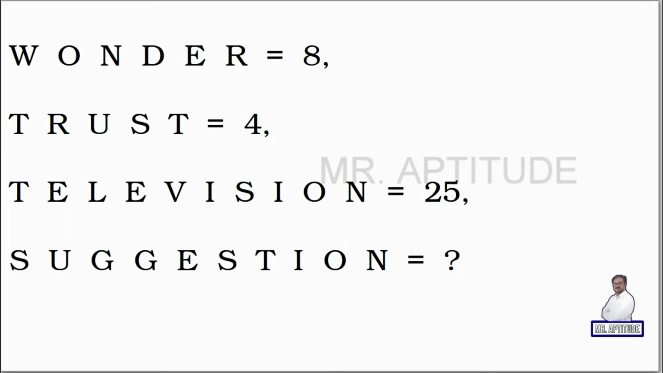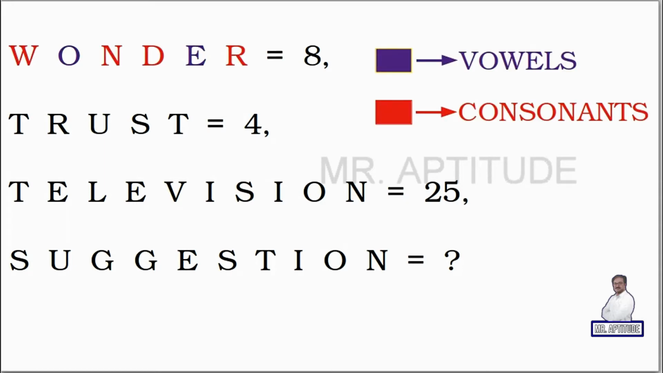Let us try to relate the given words with the given numbers. Let me start with the first one, wonder. If you observe the given word, I want you to think about vowels and consonants. We know that A, E, I, O, U are vowels and the rest of the alphabet are consonants. In the word wonder, how many vowels do we have? 2. How many consonants do we have? 4. Can we relate 8 with these two?